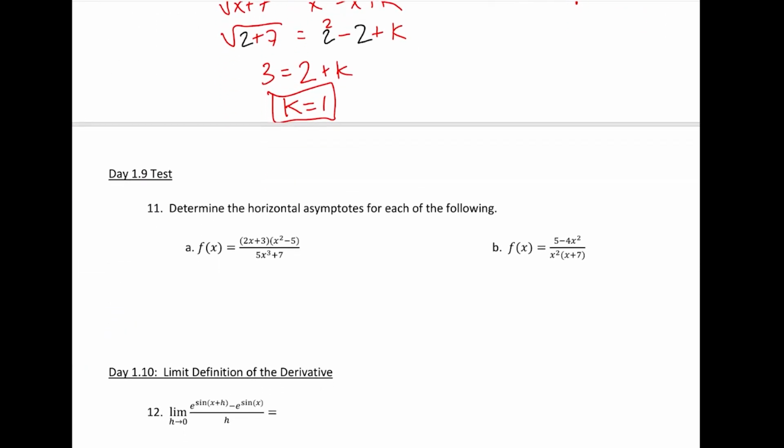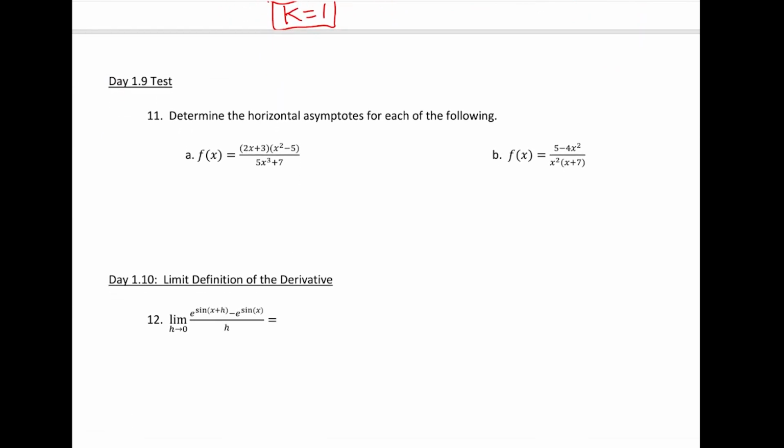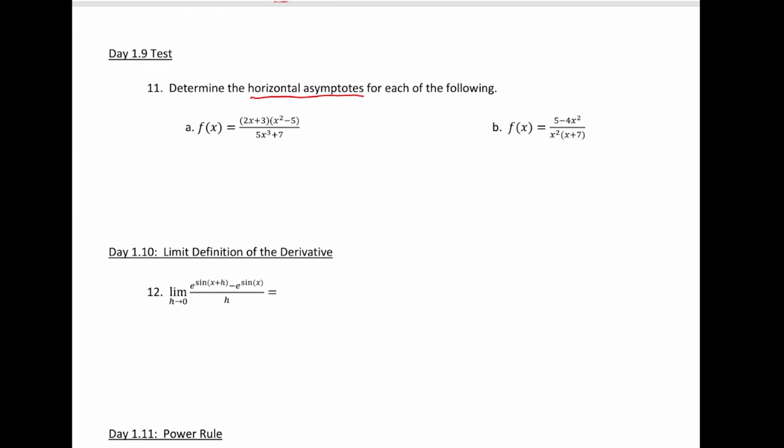So here's a couple questions that were from that test. Determine the horizontal asymptotes for each of the following. Another way I could ask this question is to find the limit as x approaches infinity of f of x. This is basically the same question. It's just that sometimes you have multiple horizontal asymptotes when you have that square root thing going on. Here, we're not going to have multiple horizontal asymptotes, so we're just going to approach it rather traditionally.